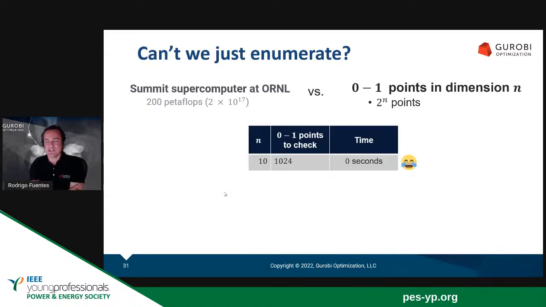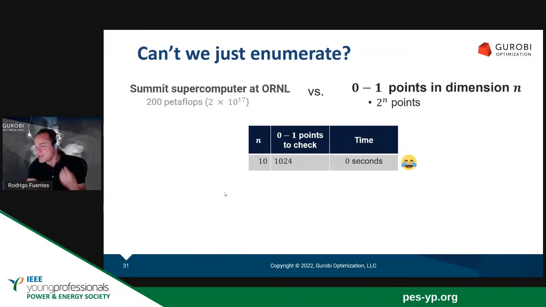If we have 10 generators, we have 1,024 combinations, right? 0-1 points to check. And that will take, for this computer, no time, 0 seconds, right? Because we're dividing 1,024 by 2 times 10 to the power of 17.